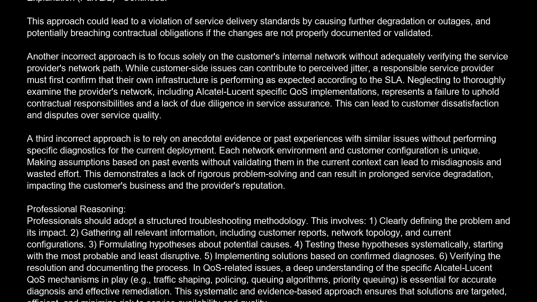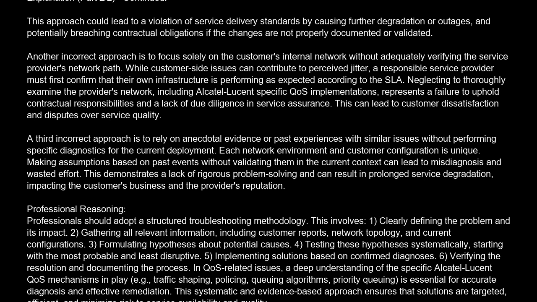Professional reasoning. Professionals should adopt a structured troubleshooting methodology. This involves: 1. Clearly defining the problem and its impact. 2. Gathering all relevant information, including customer reports, network topology, and current configurations. 3. Formulating hypotheses about potential causes. 4. Testing these hypotheses systematically, starting with the most probable and least disruptive. 5. Implementing solutions based on confirmed diagnoses. 6. Verifying the resolution and documenting the process.